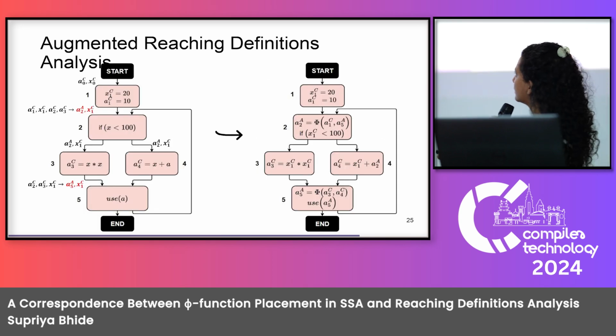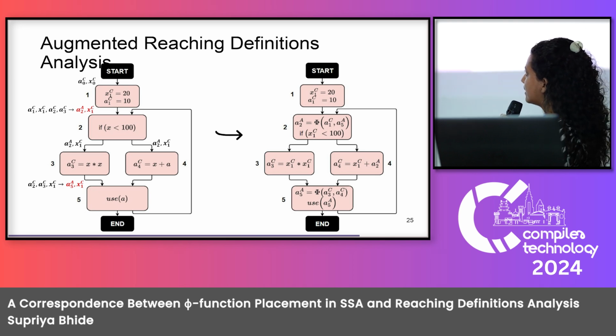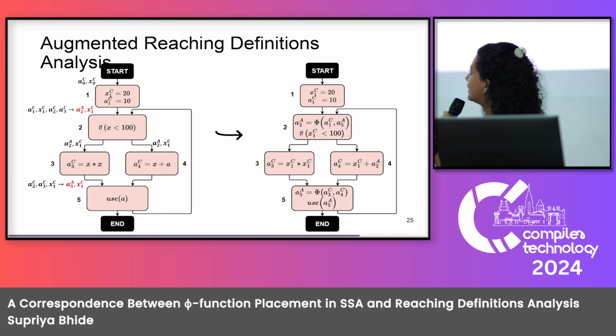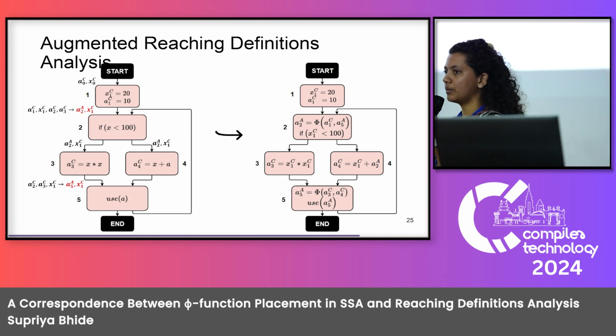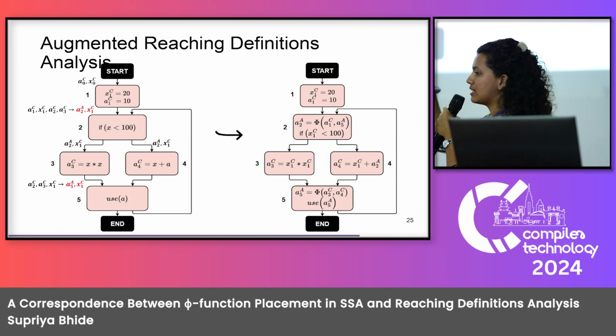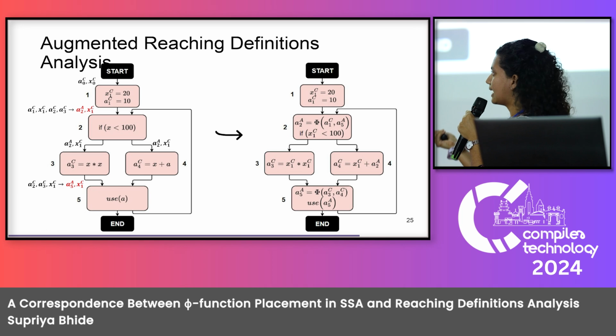So this is our CFG on the left. Observe that we are now converting it into the augmented reaching definitions form. So we have renamed those definitions using our conventions C and A.